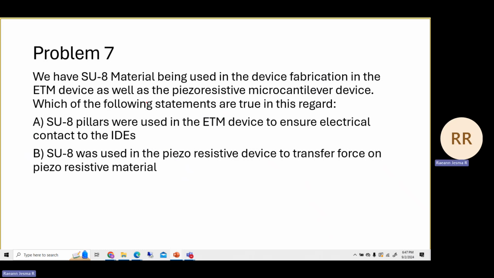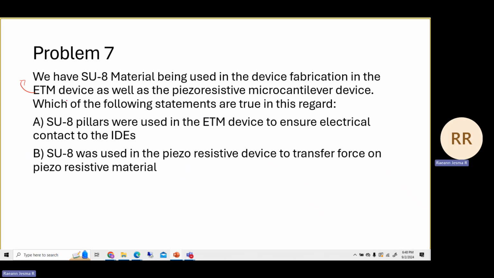Now let us move on to the next problem, problem 7. This is based on AC-weight. You would have seen AC-weight used for piezo cantilever structures. In this question, we have SU8 material being used in device fabrication in the ETM device. ETM is an electrical, thermal, mechanical device, as well as a piezoresistive micro cantilever device. Which of the following statements are true in this regard?